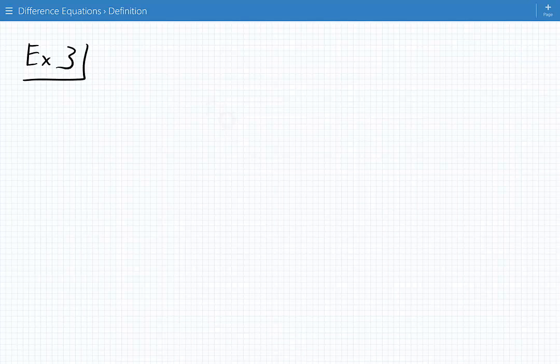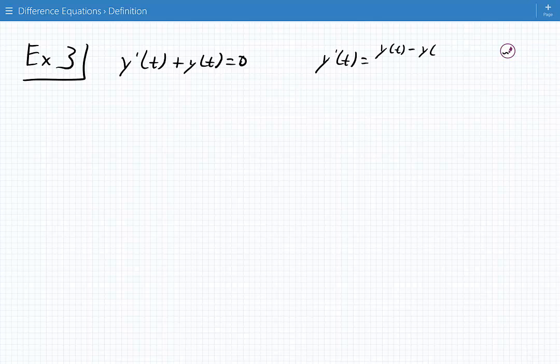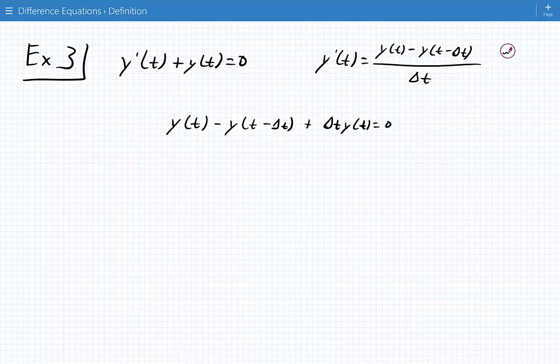So we'll look at an example of a differential equation. In this example, we'll have y prime of t plus y of t is equal to 0. Using that previous definition of the derivative, we have y prime of t is equal to y of t minus y of t minus delta t over delta t. Plugging that into the equation, we have y of t minus y of t minus delta t plus delta t times y of t is equal to 0.